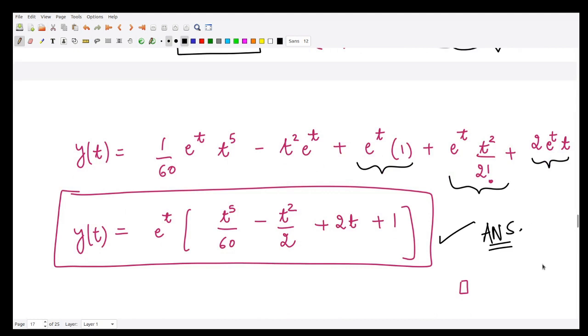So I hope this topic is clear to you: how can you solve differential equations using Laplace transform? And moreover, in certain cases, it is very convenient to use this Laplace transform for finding the solutions of various kinds of differential equations.